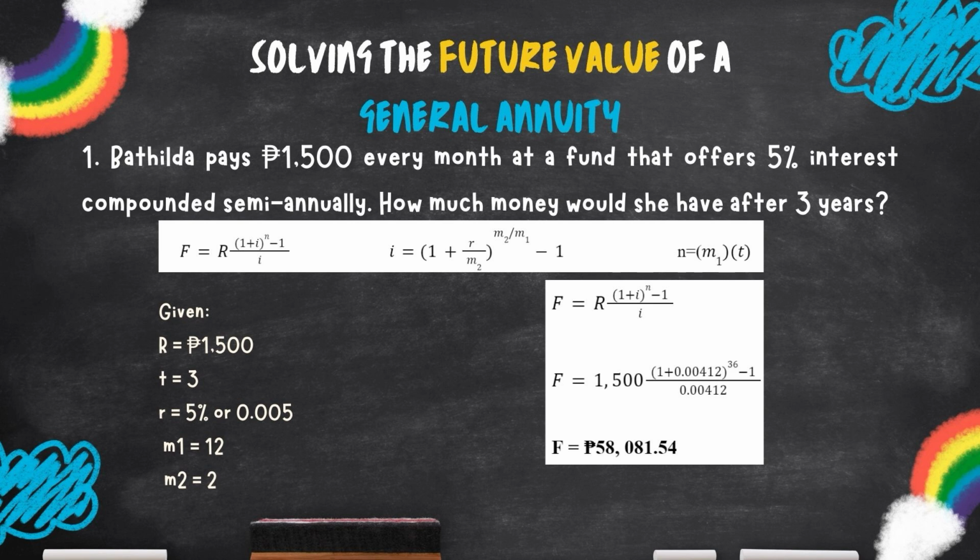And we're gonna have a result, the future value of 58,081.54 pesos. So that means Bathilda will have 58,081.54 pesos after 3 years.